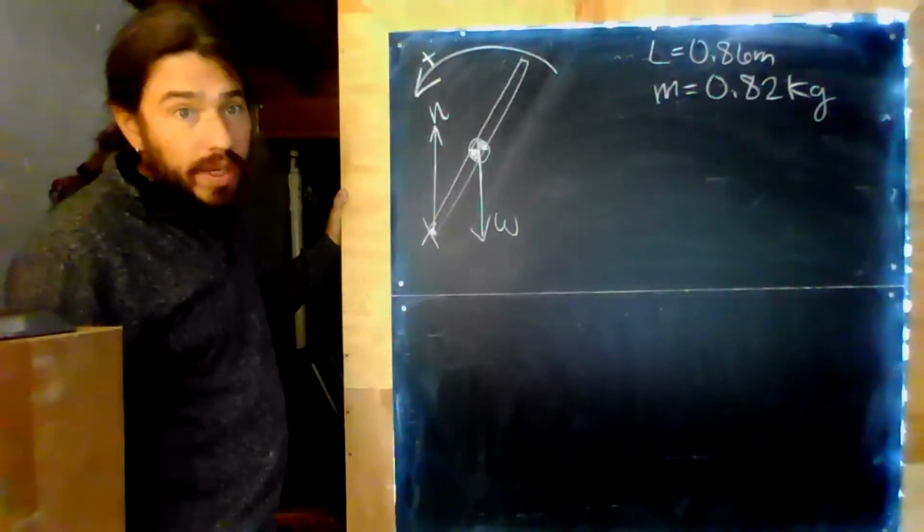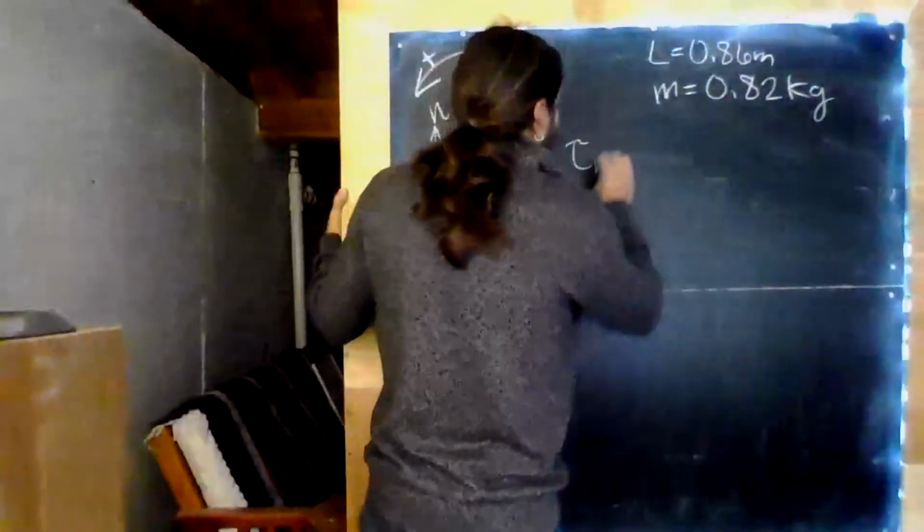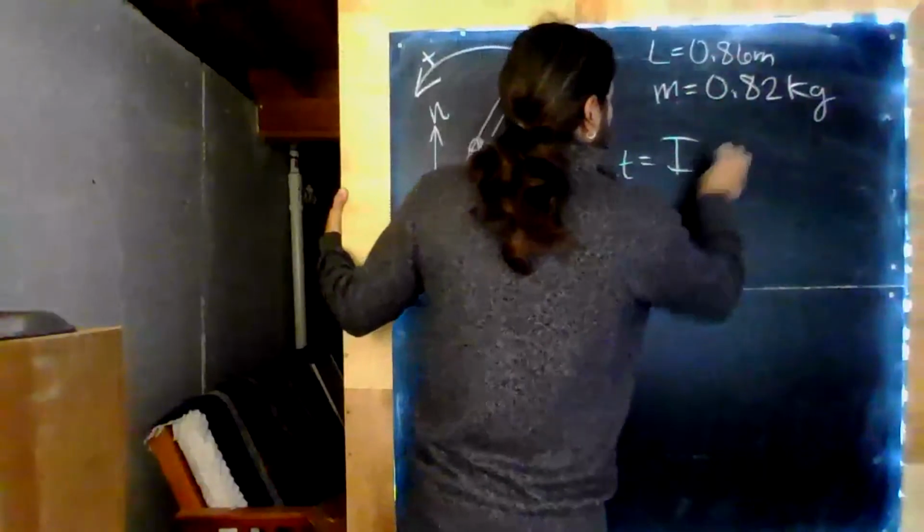Okay, now we are supposed to apply Newton's second law. So torque net equals I times alpha.